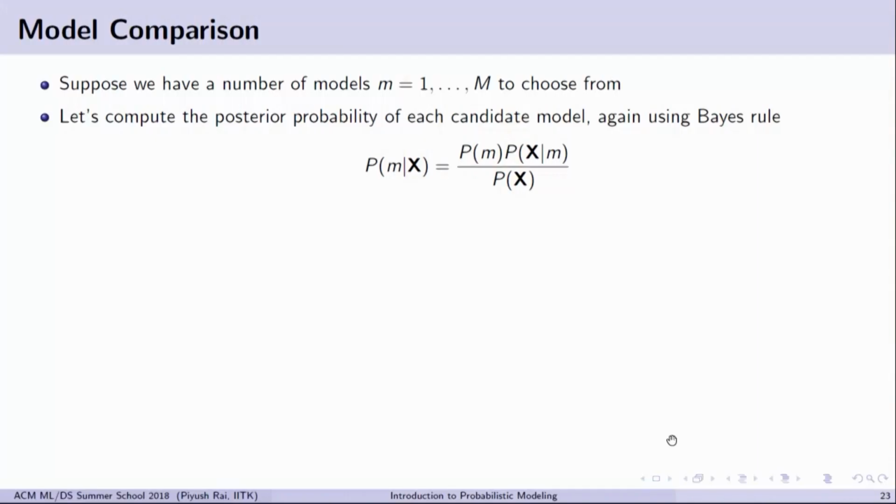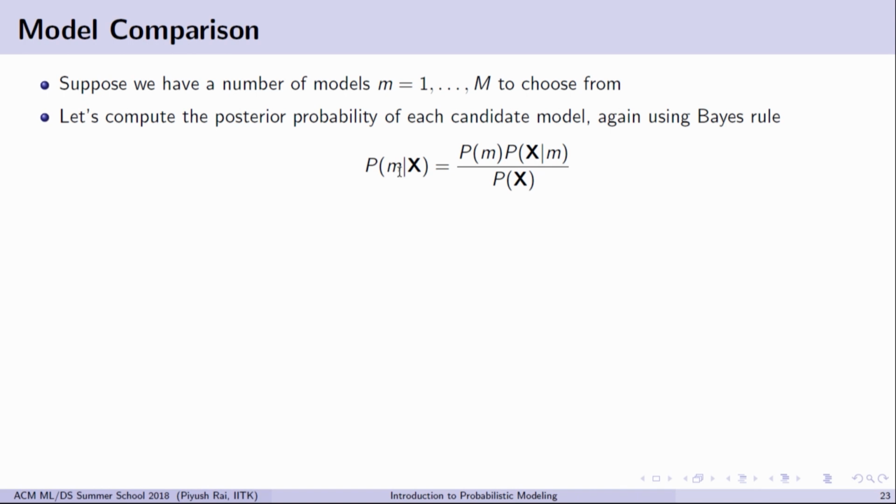Now, using the Bayesian inference procedure, we can actually compute the posterior probability of every model given data. Suppose I have capital M many models, where small m indexes which model number I'm looking at. Which is the best model? Well, if I can compute this quantity p of m given x for every model, then the best model would be the one that has the largest p of m given x.